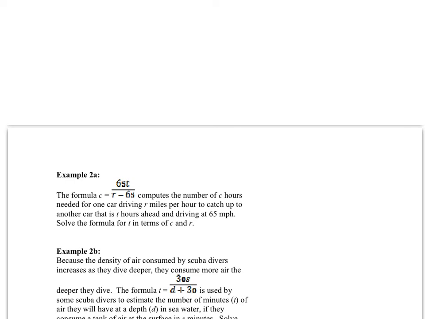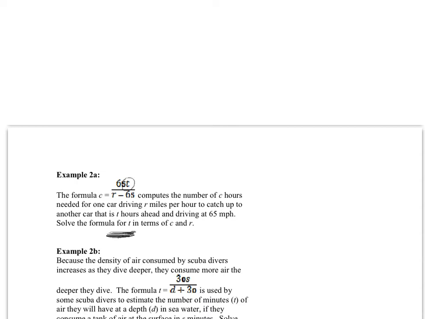Okay, in example 2a, I have it slid down the screen so I have more room to work at the top. It says another different formula. It says the formula C equals 65 times T divided by R minus 65 computes the number of hours C needed for one car driving R miles per hour to catch up to another car that is T hours ahead and driving at 65 miles per hour. Solve the formula for T.